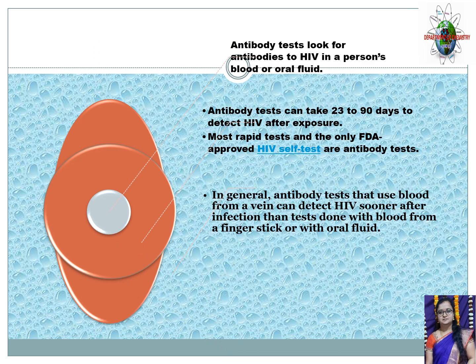Antibody tests look for the antibodies to HIV in a person's blood or oral fluid. Antibody tests can take 23 to 90 days to detect the HIV after exposure. Most rapid tests and the only FDA approved HIV self tests are antibody tests. In general, antibody tests that use blood from the vein can detect HIV sooner after infection than tests done with the blood from a finger stick or with oral fluid.